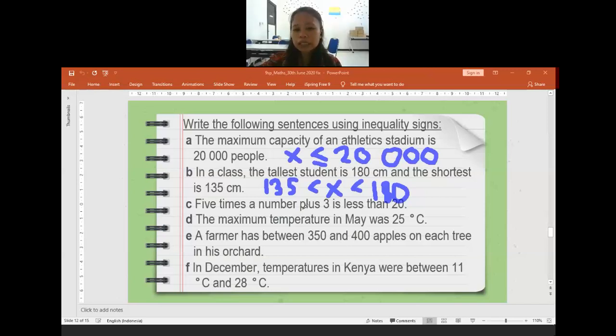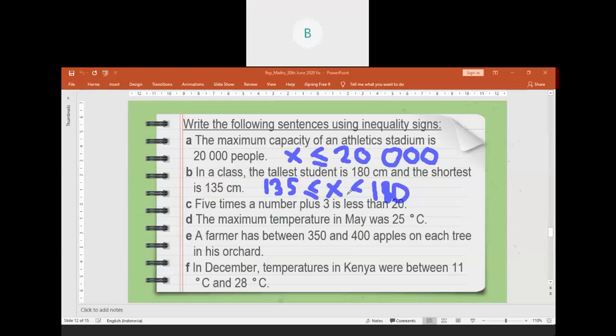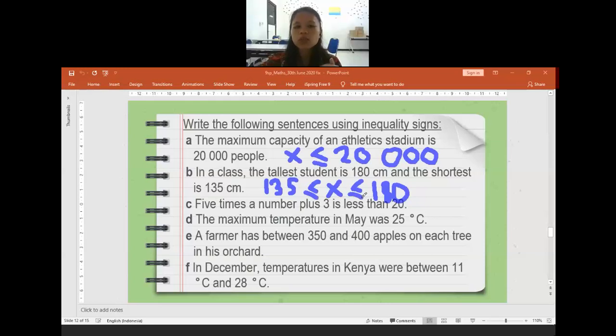The tallest student is 180. So is there any student that is 180 centimeters in that class? There is. That's why we need to put equal on it. And then the shortest is 135, so it means there is a student that is 135 centimeters, right? That's why we need to put the equal sign on it. Is there anyone still confused? Nope. Okay, if no one is confused, let us continue to C.